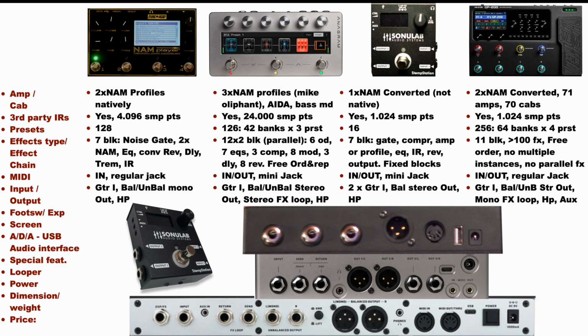As regards inputs and outputs, the NAM player has a guitar input, balanced and unbalanced mono output, and a headphone out. The Anagram has a guitar input, balanced and unbalanced stereo output, a stereo effect loop via TRS jacks, and a headphone out. The Stomp Station has two guitar inputs, balanced stereo out, and a headphone out. Finally, the GP200 has a guitar input, balanced and unbalanced stereo out, a mono effect loop, a headphone out, and an aux in.